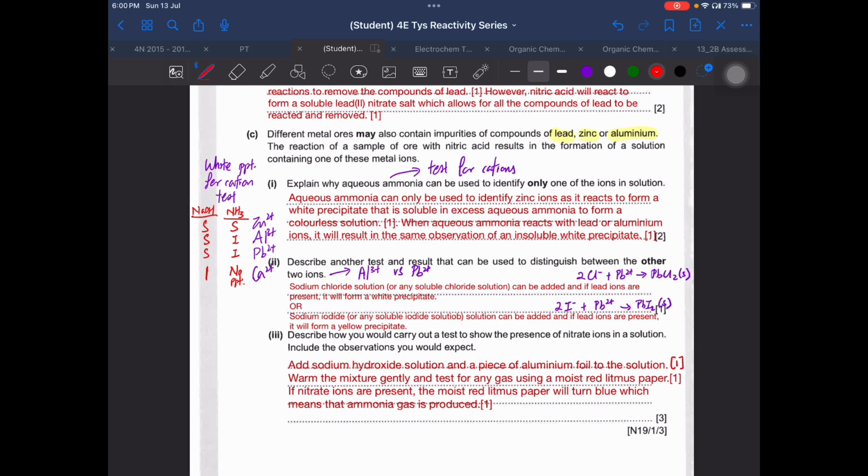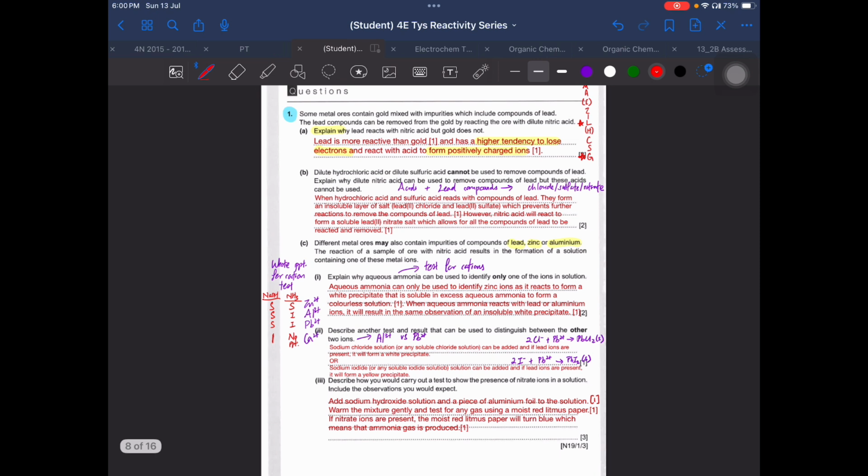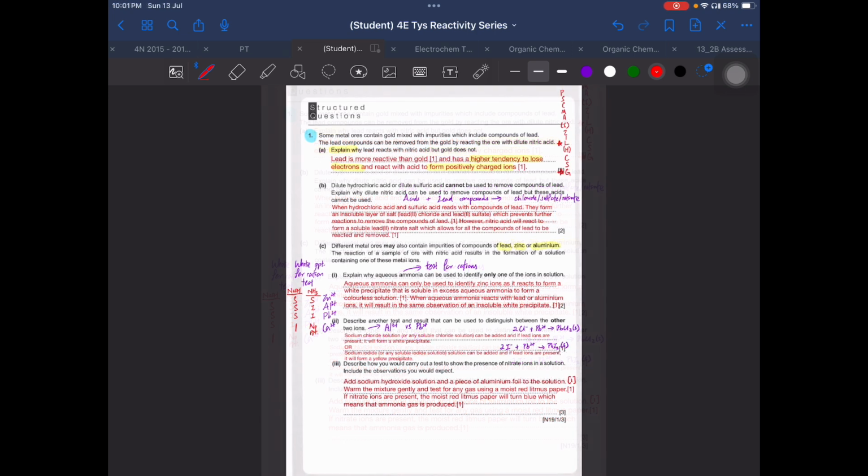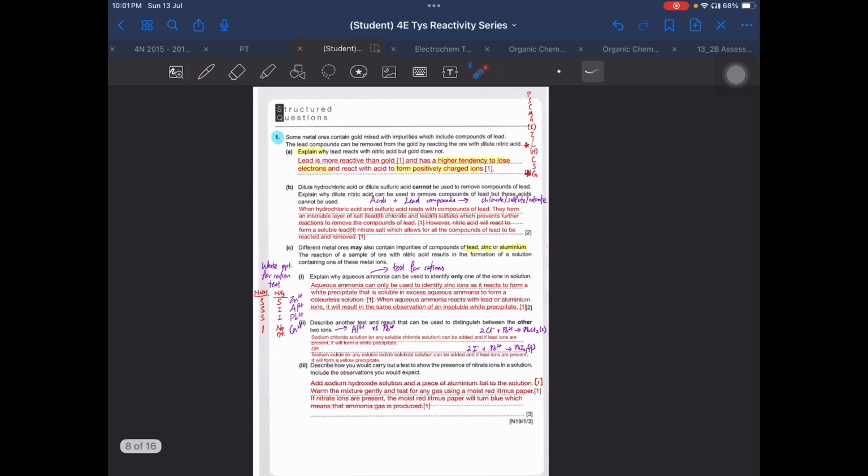So you'll notice that for question 1, for this particular chapter, it actually tests a lot on the concept of qualitative analysis, right? Besides just testing reactivity series for question 1A, other than that, most of it was about solubility as well as QA. And now let's take a look at question 2.